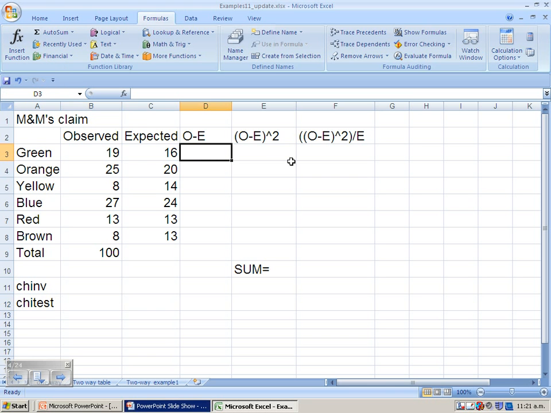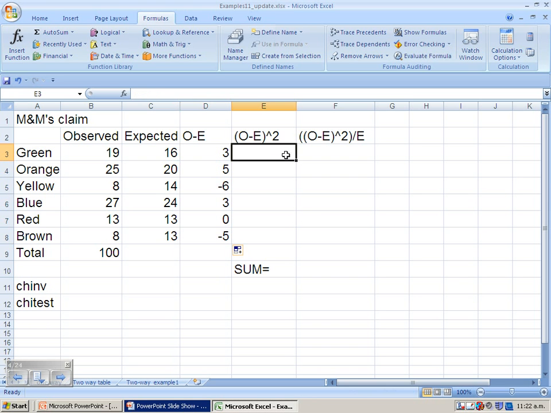So we have observed and expected values in a column, the same as in our previous slide. To find observed minus expected, we're going to use cell references, observed green minus expected value for green, and of course that will give us 19 take away 16, which is 3. We can take that cell and scroll down, and it will give us the observed minus expected for the other colours as well.